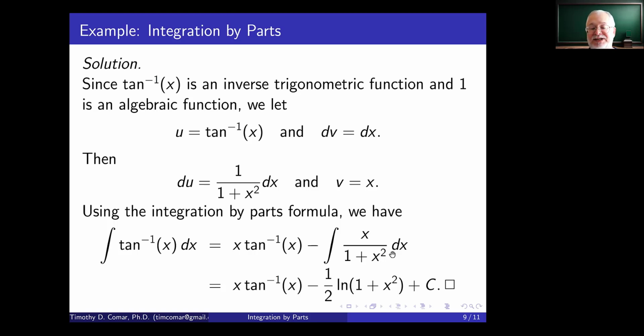This last integral is a little bit simpler than the original one. We can compute this with a simple substitution where we substitute for 1 plus x squared. This is going to turn out to be 1/2 times the logarithm of 1 plus x squared. I did not put the absolute value signs around the expression inside the logarithm because 1 plus x squared is positive. And again, plus a constant of integration.